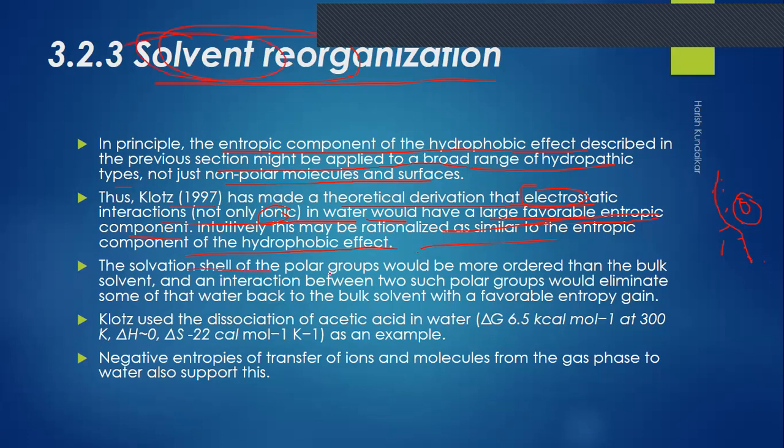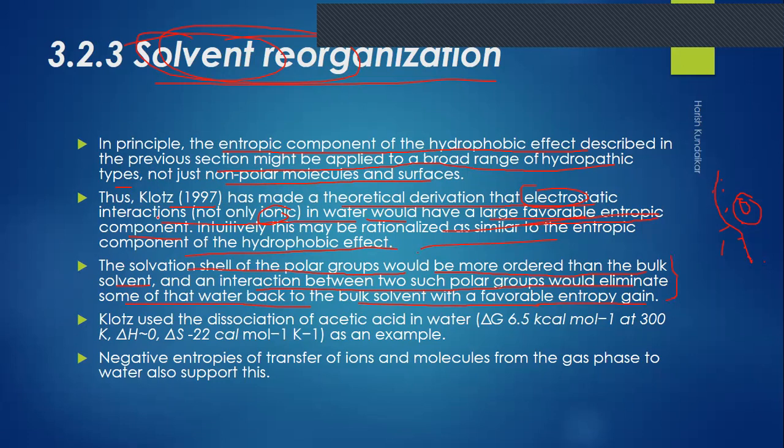The solvent shell of the polar groups would be more ordered than the bulk solvent, and an interaction between two such polar groups would eliminate some of the water back to the bulk of the solvent with favorable entropy gain. So this is nothing but what we have just talked about. When a ligand with a hydrophilic functional group approaches a receptor, the water present near the receptor will be displaced by these hydrophilic groups and thrown away from the receptor. So that is what is mentioned here in technical language.